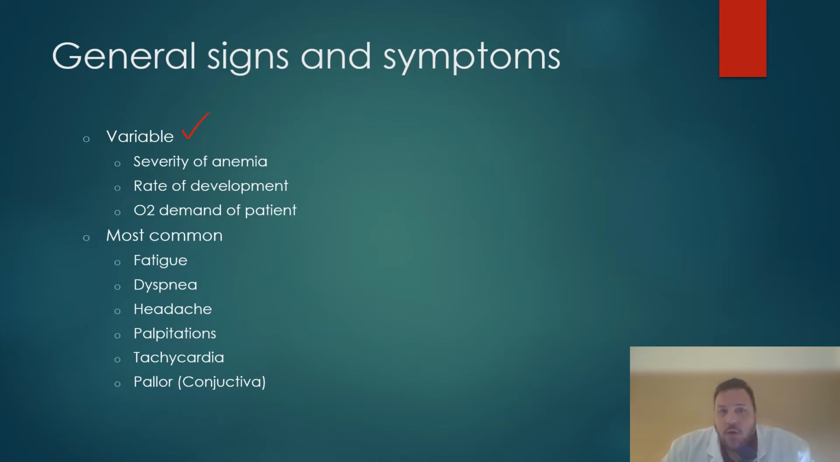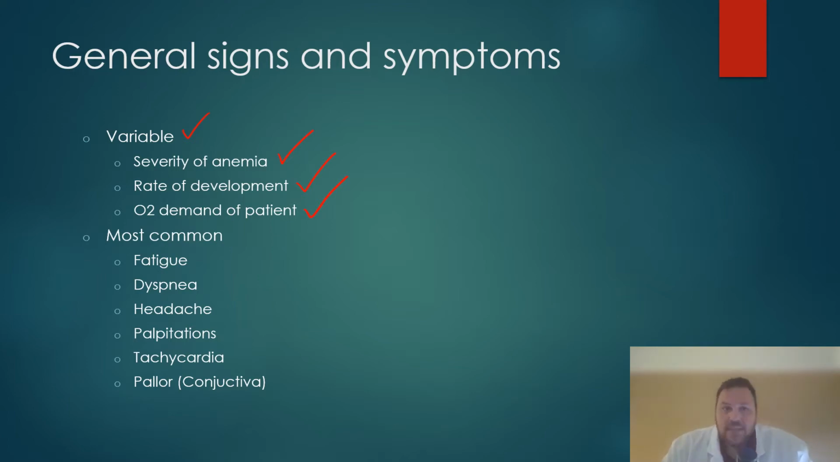They depend on the severity of the anemia, how anemic is the patient, the rate of the anemia, how long has it passed since the anemia has developed, how long has it taken for this anemia to develop, has the patient had any compensatory mechanisms to overcome the anemia, the O2 demand of the patient. Some patients have pathological conditions that make them require more O2.